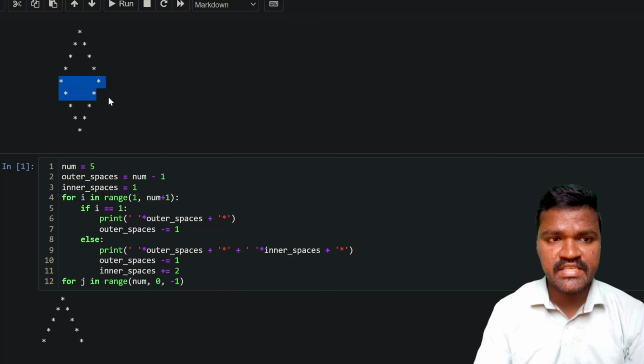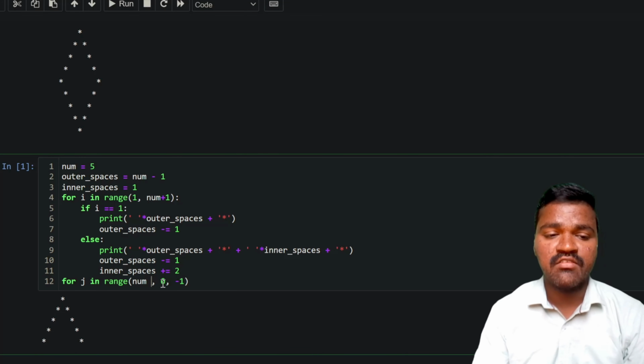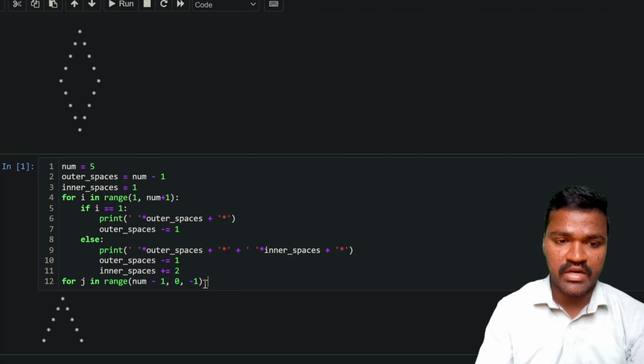But if you carefully see here, we have already got this particular row, which is the fifth row. So now I just want to start with the fourth row itself. To start with the fourth row, I need to skip one row. For that reason, I don't start with number, I will start with number -1. By mentioning number -1, we are skipping one number, which is 5 here, and we will start with 4. So I hope you are able to understand.